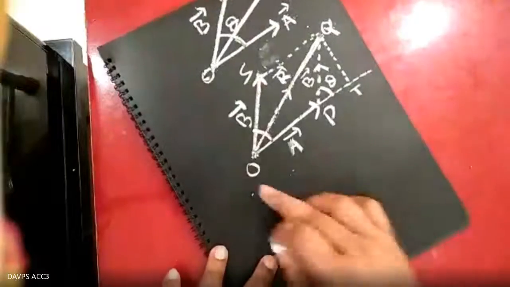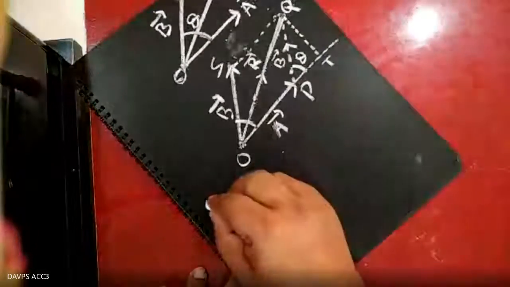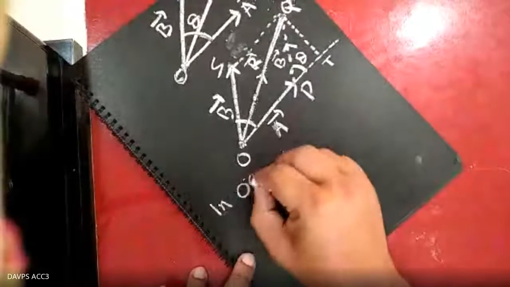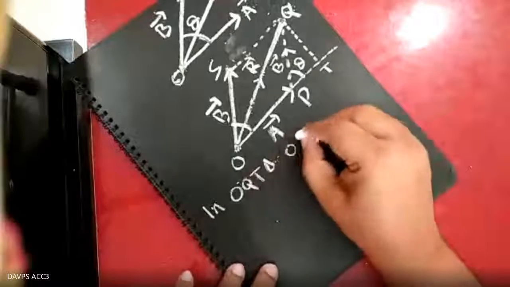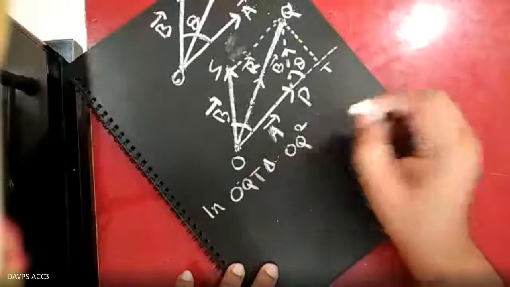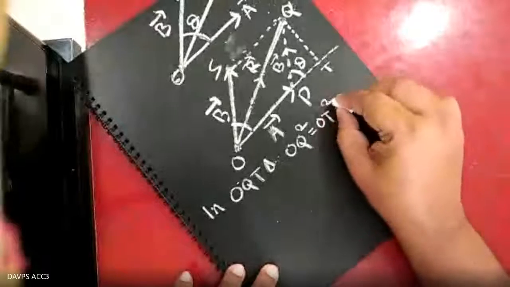So if you consider the triangle OQT, directly you can do it in triangle OQT. What happens here? By the same triangle law, OQ square equals OT square plus QT square.